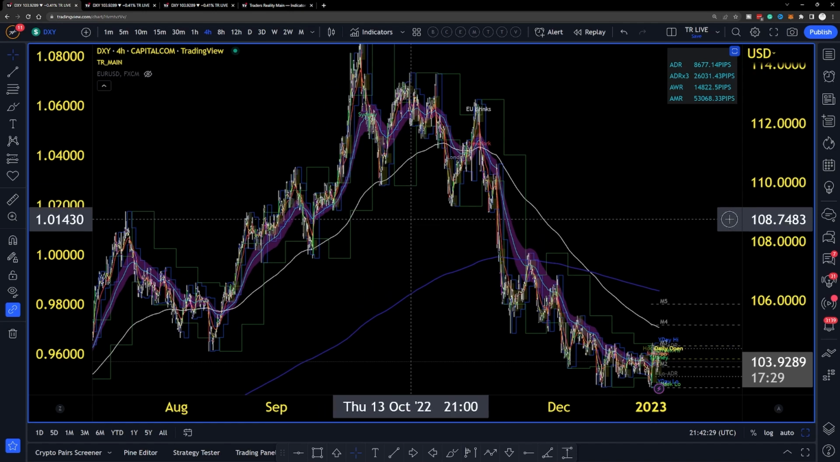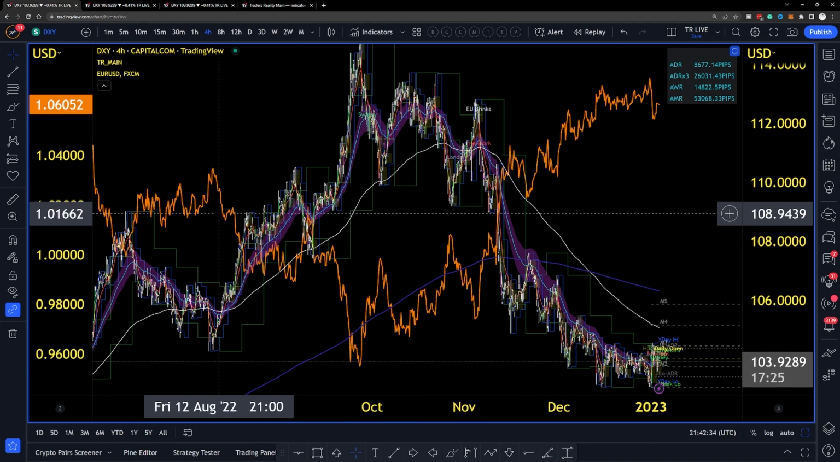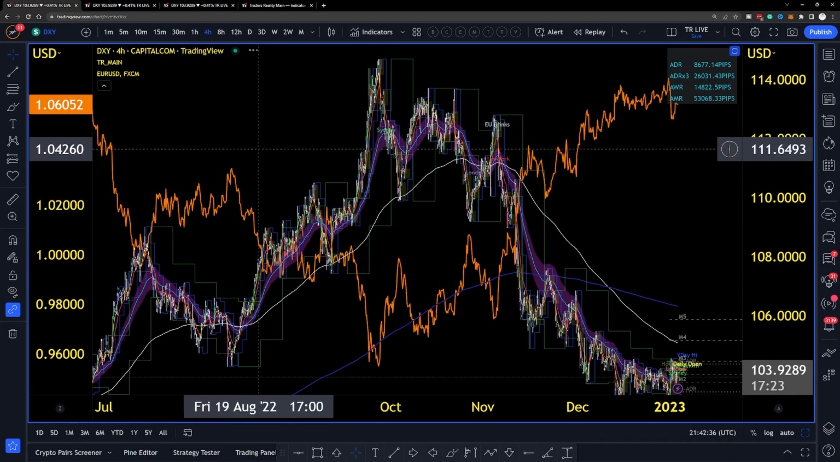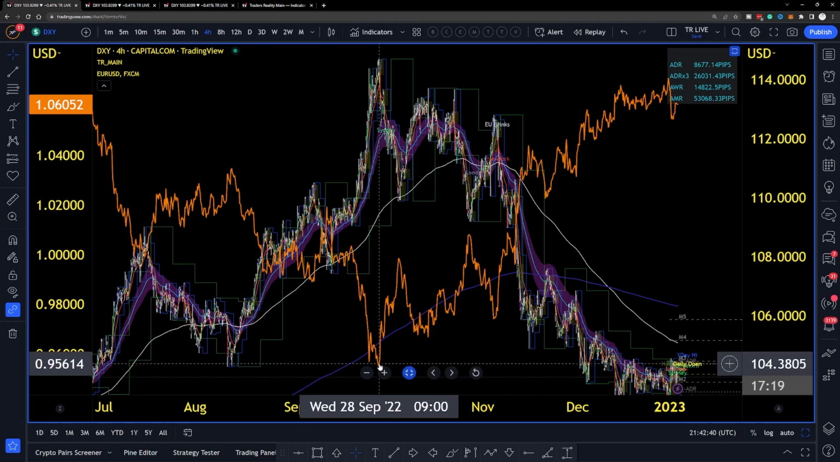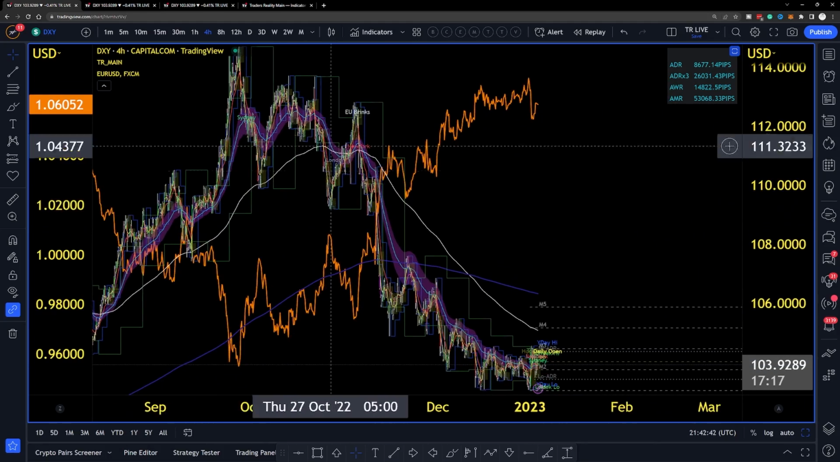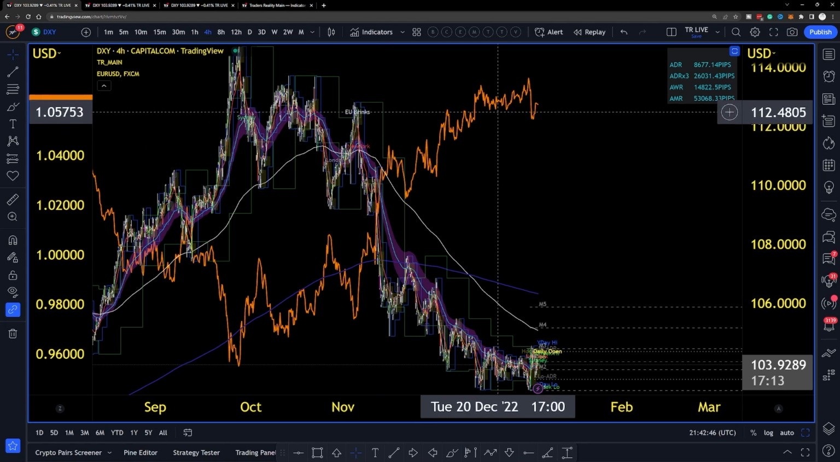Now, if you were to add the euro to the dominance of the dollar chart, you're going to see something very interesting. And quite frankly, when the dollar is going up, you are anticipating the euro to go down. And lately, you can see that on the decline of the dominance of the dollar, euro has been climbing up.